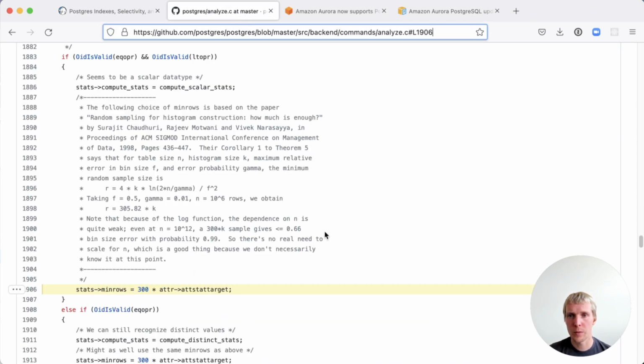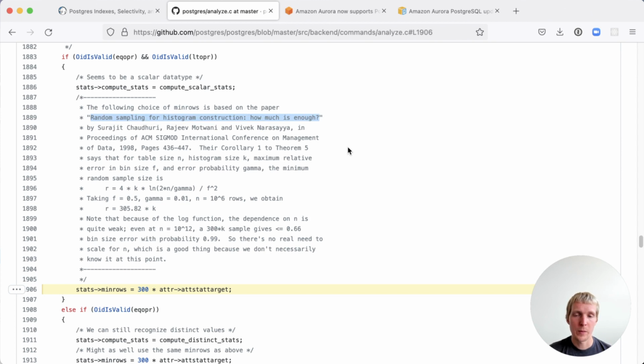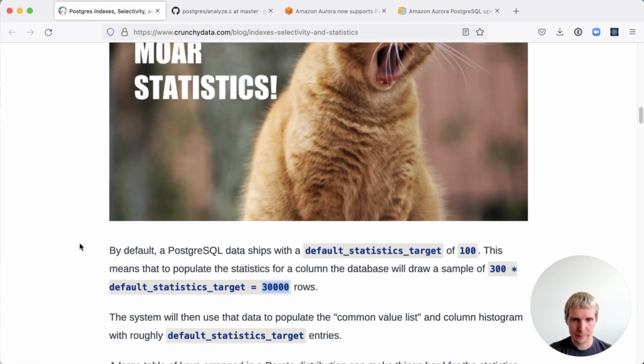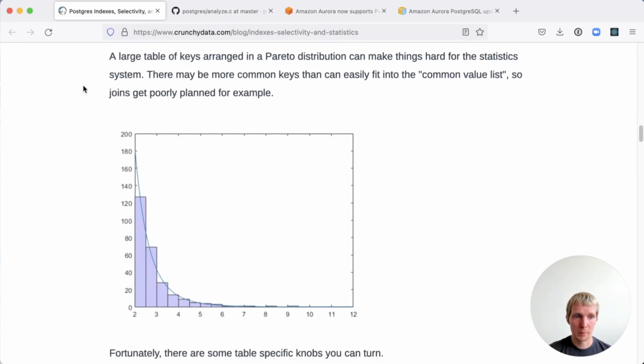If you go to the Postgres source and look at the analyze.c file, you'll find that the source documentation describes this as based on a paper from 1998 about random sampling for histogram construction. The idea is we're looking for 100 values in the histograms, like how frequent they are. We need to look at a certain number that's higher than that so we can have a representative sample. That paper argues that it comes out to be 305. They simplified it to 300, and that's essentially the number of samples that you gather: 300 times that statistics target.